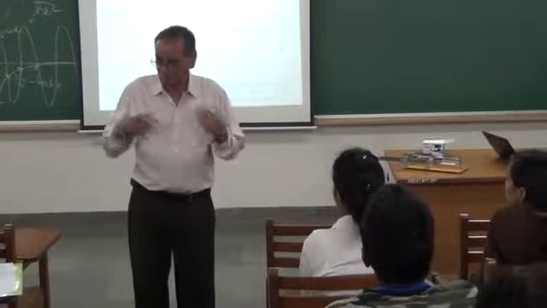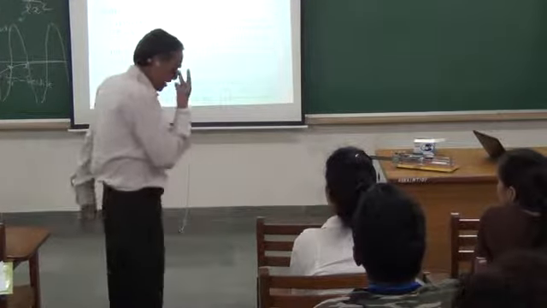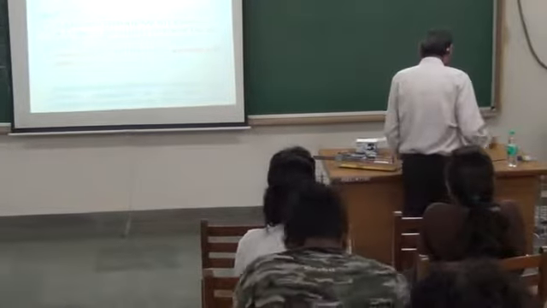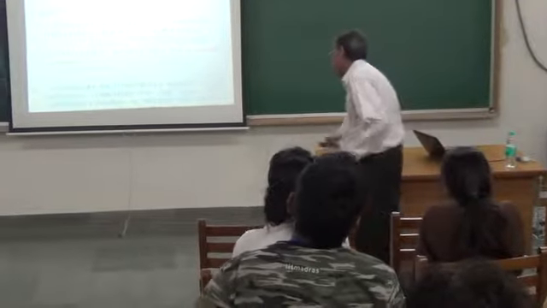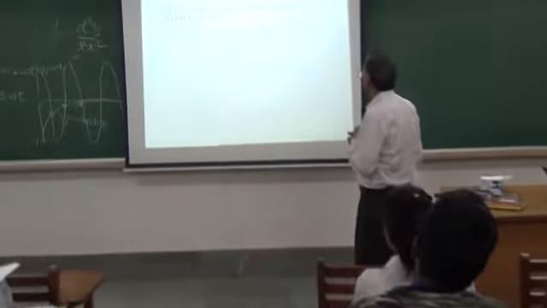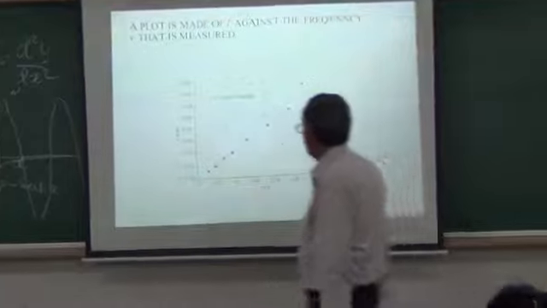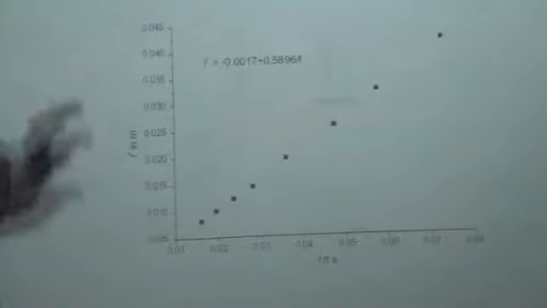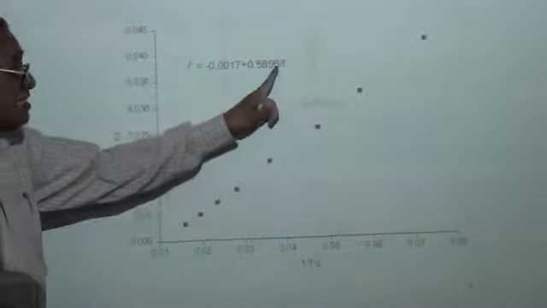Then change the length, reduce the length, repeat it, do it for 5 or 6 lengths, and then plot a graph of the square of the length in meter square against 1 by f. You will get a straight line. Find the slope.